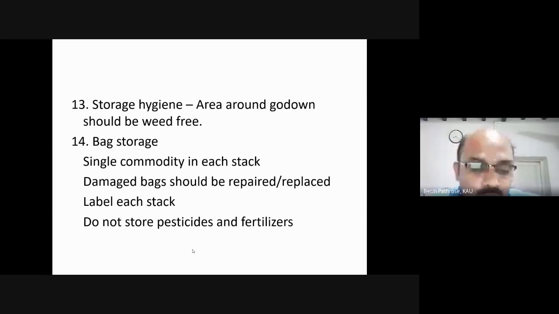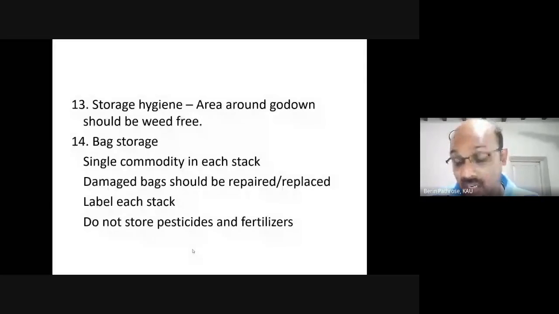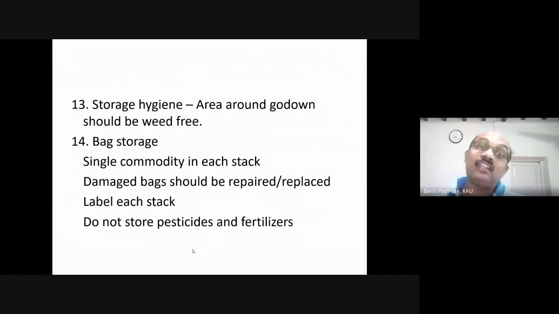And one more thing usually FCI people do is, different loads of each commodity will be stacked separately. They usually don't mix different loads. So if they receive one wagon of grain today, they will stack it. If tomorrow they receive another batch, they stack it separately. They don't stack it together. So we have to separate different commodities and different batches of a commodity also into separate stacks, and wherever any damaged bag is detected, it should be repaired and replaced immediately, that we have discussed.